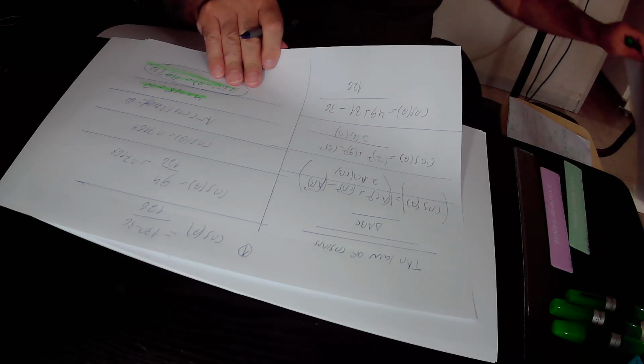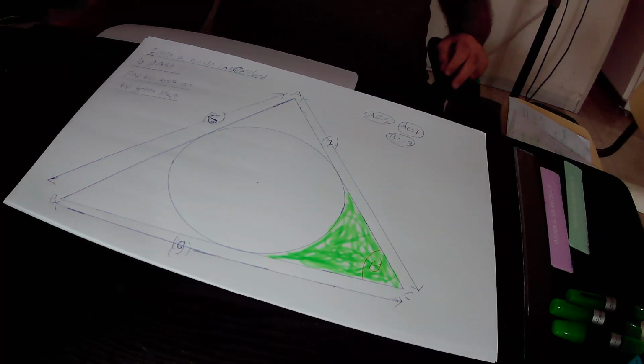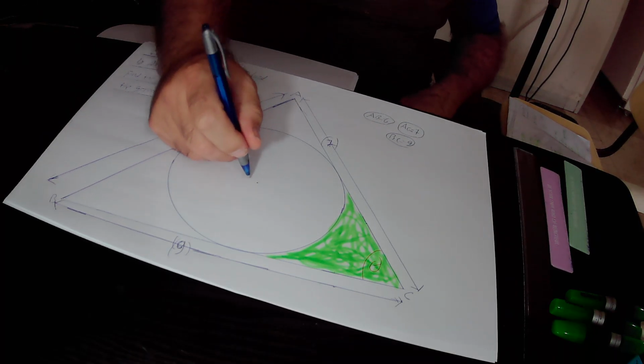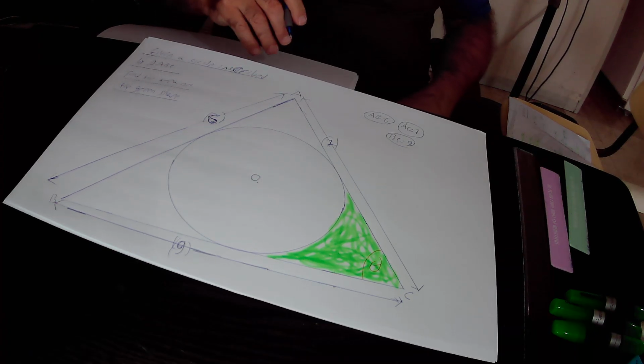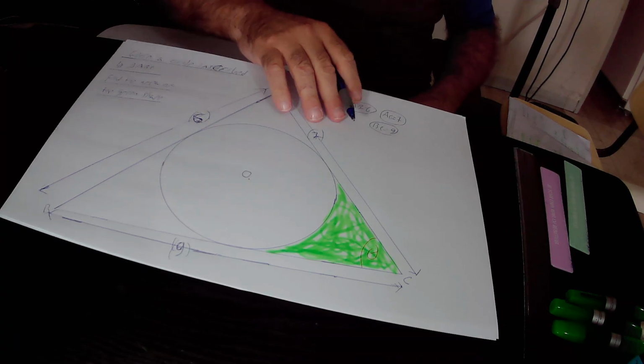In the next step, we define the center of this circle. This point is point O. We define the point of tangency of tangent BC with this circle. This point is point L.